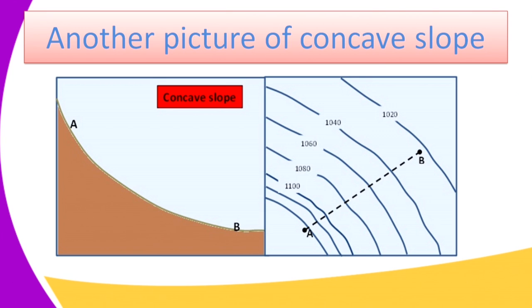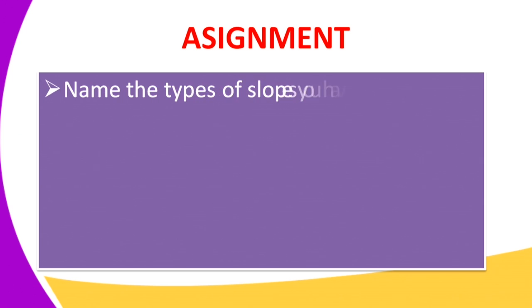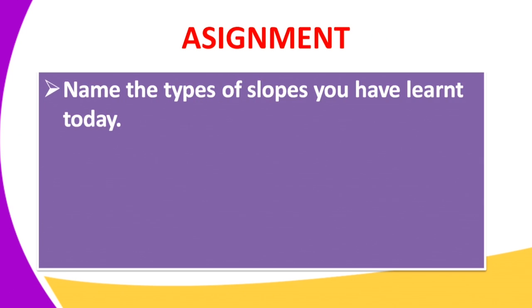We have another picture of the concave slope, whereby we have the contour lines at the top, that is the part labeled A. The contour lines are close together, while at the bottom part of the slope you have the contour lines being wide apart from each other. So this is the main difference between the convex slope and the concave slope. You have to look at the contour lines, whether they are widely apart or close together at the top and at the bottom.